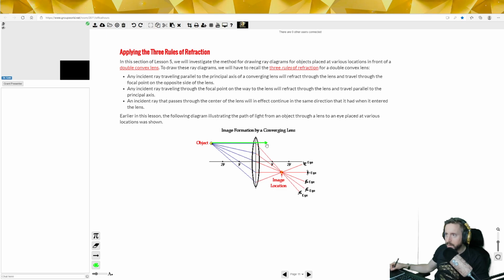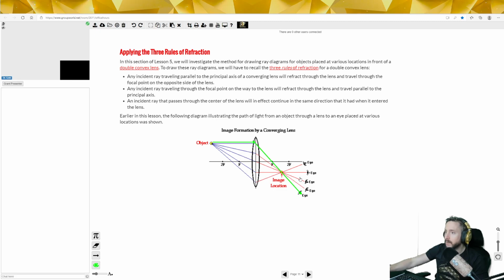Do you see when I draw the parallel line? The parallel line always needs to go through the focal point of the opposite side. That's the one you're always going to draw first. You're going to draw this, and then you're going to draw this. It always has to go through F, or F prime, always through F on the other side.